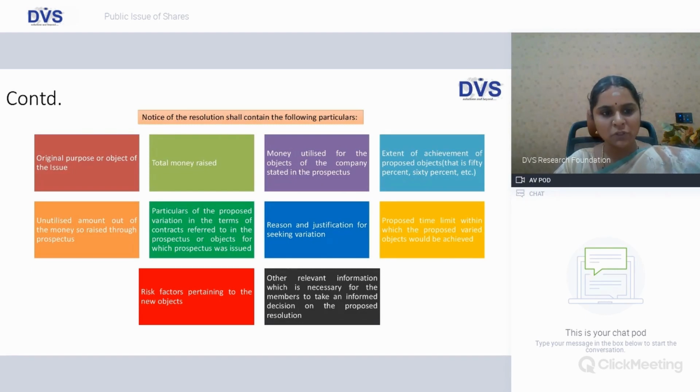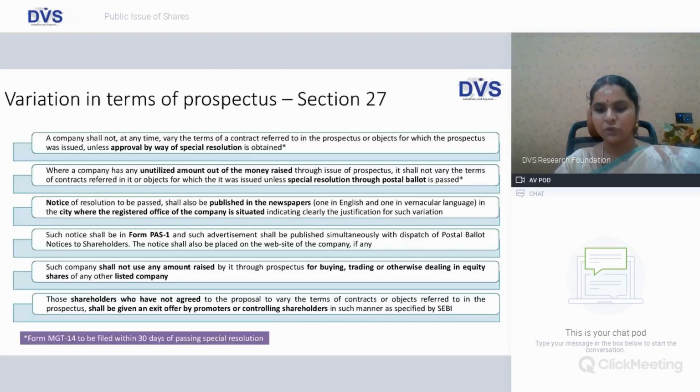These are the matters: the purpose or object of the issue, the money raised, utilization of money, and the extent of the proposed object which is achieved. So you would have stated for what object you have raised this money, and if you have achieved 50% or 60%, you shall state that in your notice of resolution. Unutilized money shall be mentioned, along with the details of the terms of contract which are modified now, the reasons or rationale behind such variation, the proposed time limit within which the proposed varied objects would be achieved, risk factors, and such other relevant information which will be relevant for the members to take an informed decision.